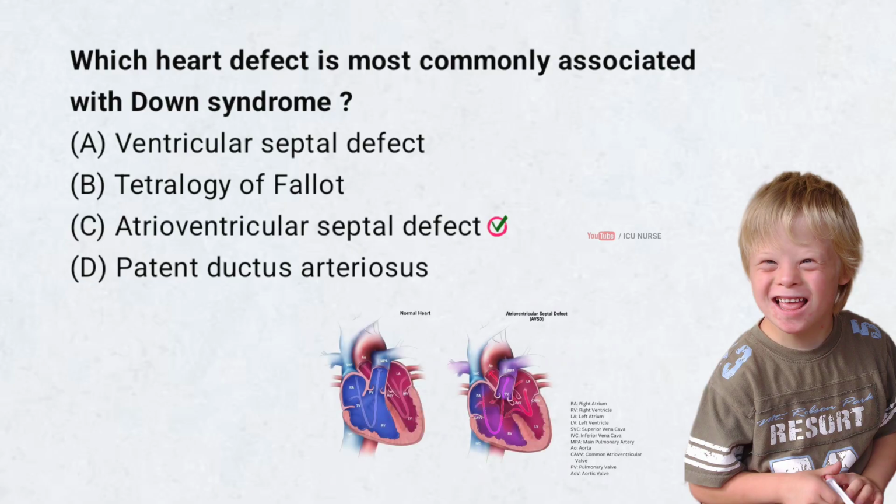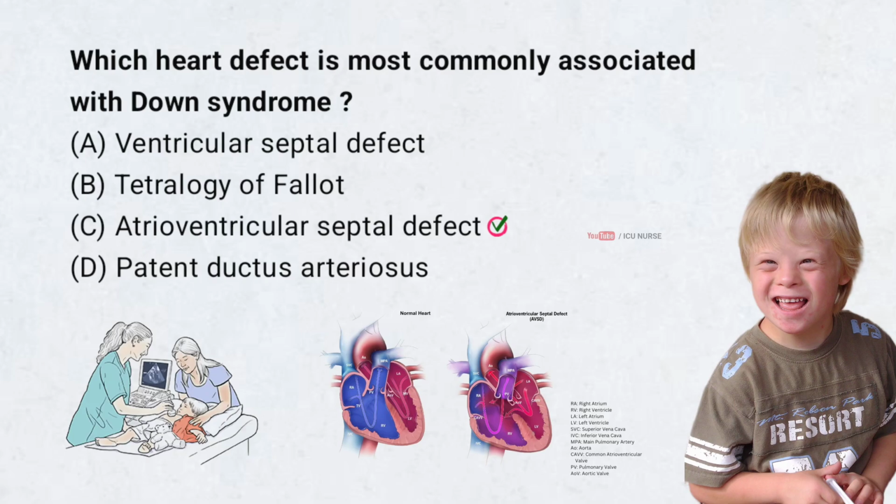Children with Down syndrome often have atrioventricular septal defects. It involves both atrial and ventricular septa as well as valves. Early surgical correction is needed to prevent heart failure. Echocardiography confirms diagnosis.